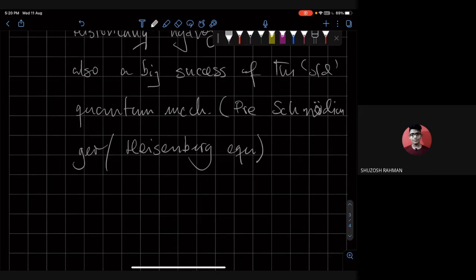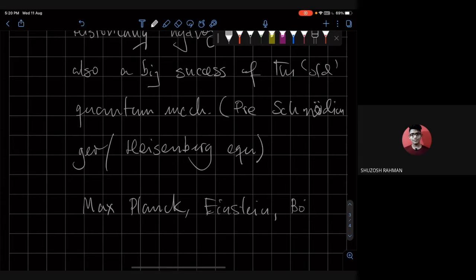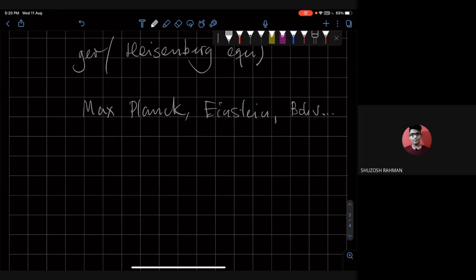discovered or initiated by Max Planck, Albert Einstein, there's a lot of other names, Niels Bohr, etc. And it was really the hydrogen atom model put forward. The first hydrogen atom model that was put forward was by Niels Bohr. Okay. Now that is called the Bohr atom.